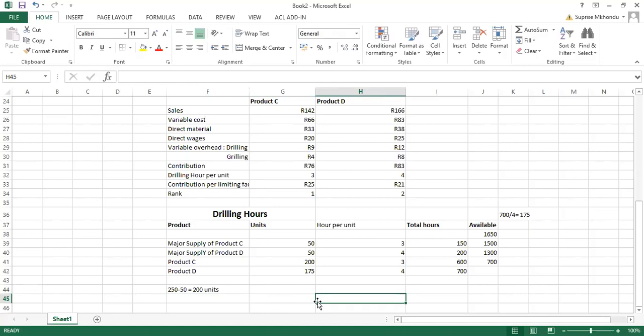That was the confusing one for me. On this side, we're left with 100 hours, so we cannot produce the whole 500. We must determine how many we can produce. So 700 divided by 4 is 175. Then you get your answer, guys.